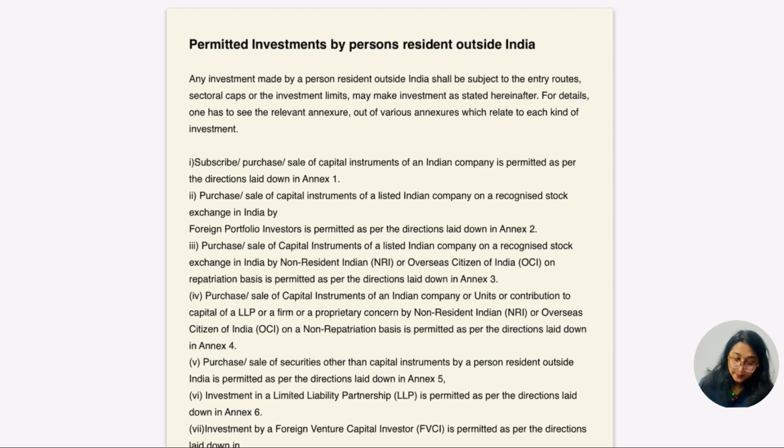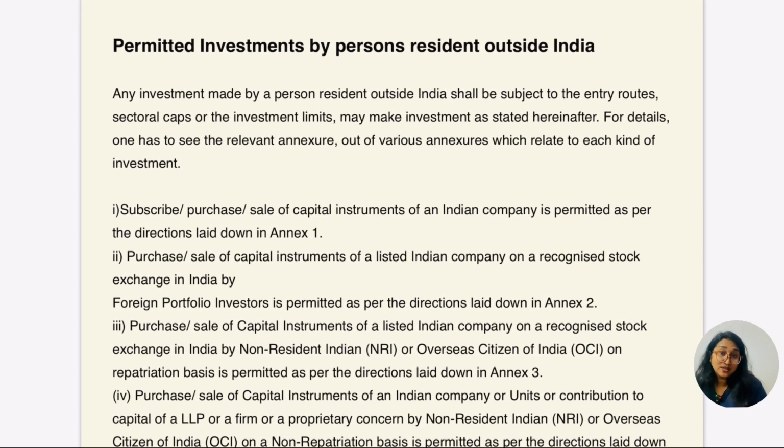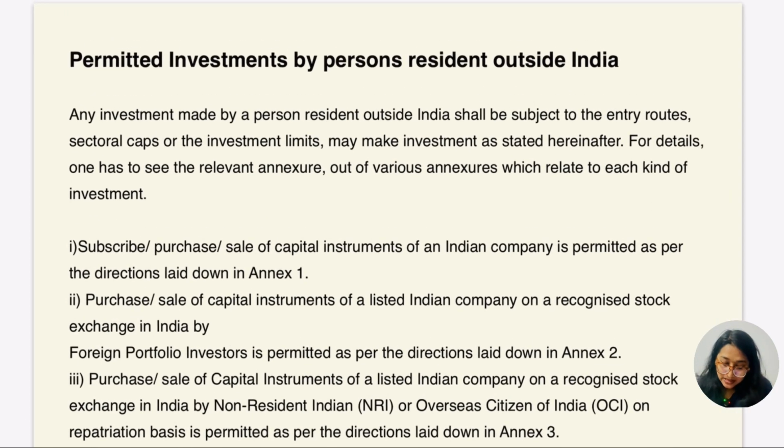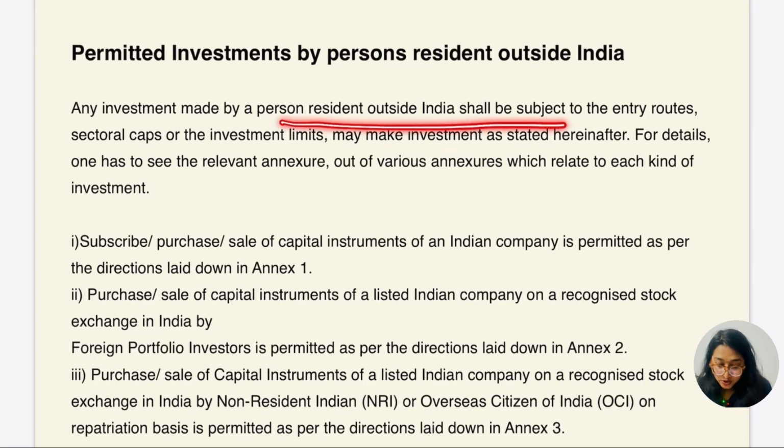So these are the permitted investments by a person resident outside India. Now we know each and every term, so we have read and understood the terms that are going to be used in this chapter, and it's going to be understandable for us. Any investment made by a person resident outside India shall be subject to the entry route, the approval route; approval is to be taken.